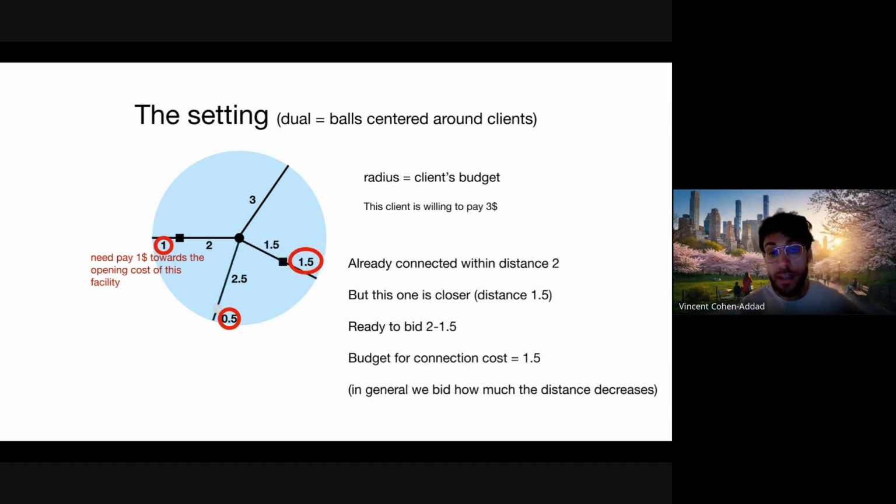But the client is still going to contribute to facilities that are closer, right? So if there is a facility at distance 1.5 that is already open, then among the 2 budget that it's willing to pay, it can spend 1.5 to travel there, and then it can spend the remaining 0.5 to bid for opening that facility, because it's going to improve things for it.